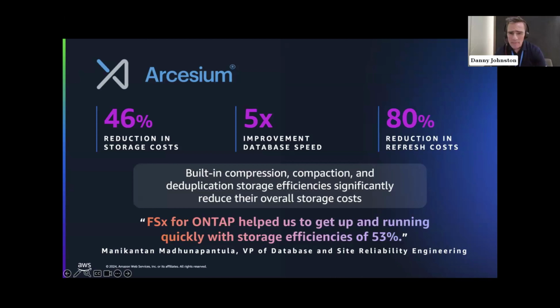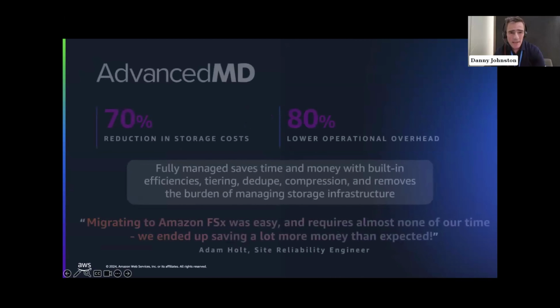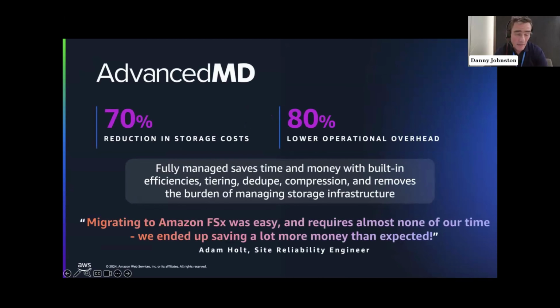On the next slide, you'll see Advanced MD have done one better here. They saw a 70% reduction in their storage costs. But what I love about the Advanced MD story is how they've leveraged FSxN to really shed their business of what we call undifferentiated heavy lifting.